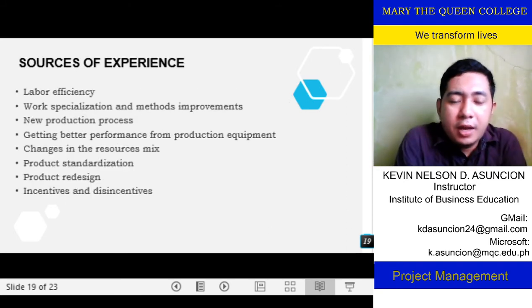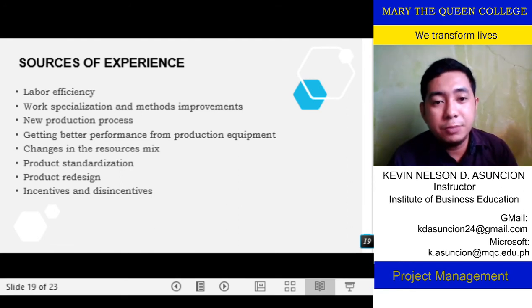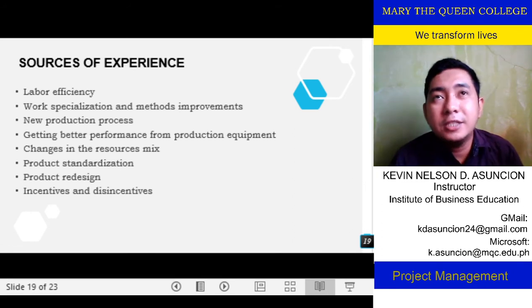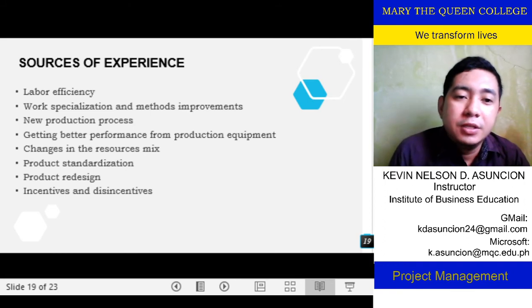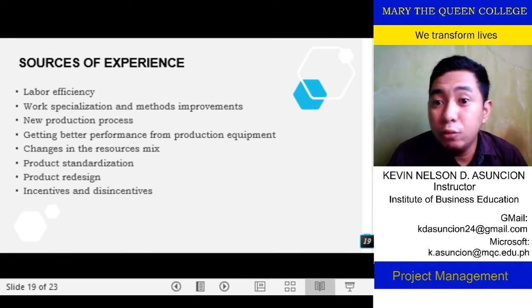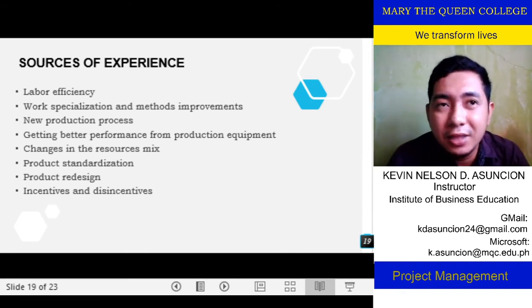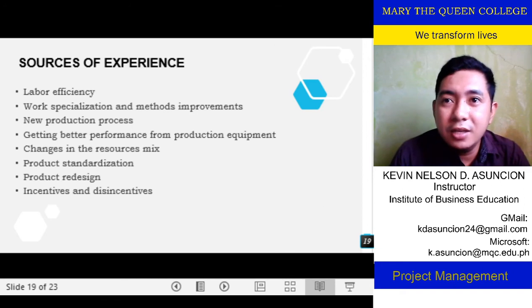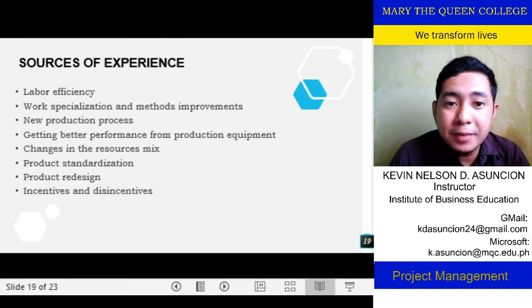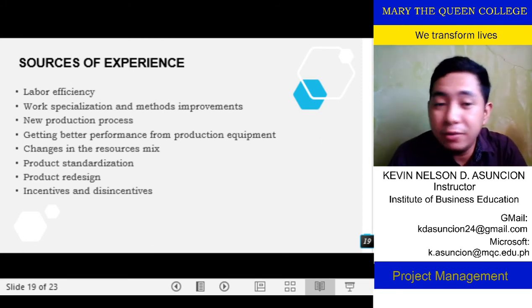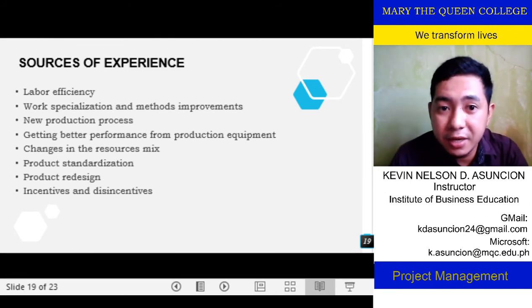Okay? So, now let's talk about the sources of experiences, no, or changes, no, changes in the learning curve, experience curves, no, learning or experience curve. First is the labor efficiency, no, natuto yung tao, which is hindi masyadong pwedeng qualitative, but you can study outputs para makita ninyo yung improvement. Number 2, work specialization and methods improvement. So, nagbago ka ng procedures or you put a more skilled than an experienced person.